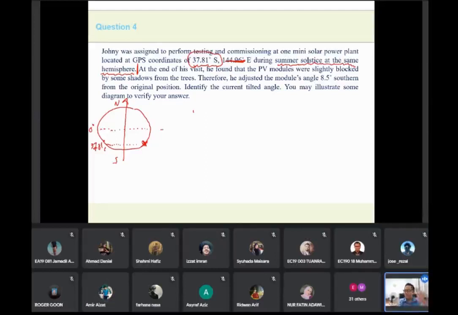Macam ni. Summer solstice. Kita tahu sebelum ni pun summer solstice tu bermaksud summer solstice at the same hemisphere, ataupun by default summer solstice tu is where the sun is there. The location of the sun is there. Sama lah, that's why we call it summer solstice. But at the same hemisphere, in this case southern hemisphere. So it means summer solstice at the southern hemisphere. Summer solstice southern hemisphere means the sun is on the southern hemisphere lah.